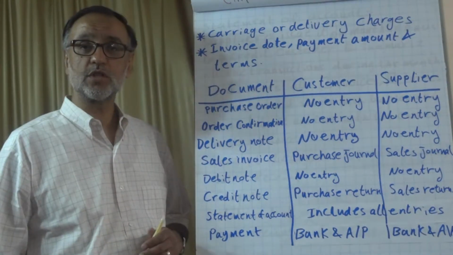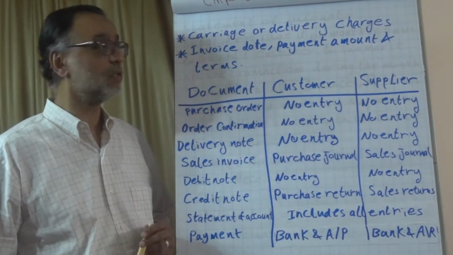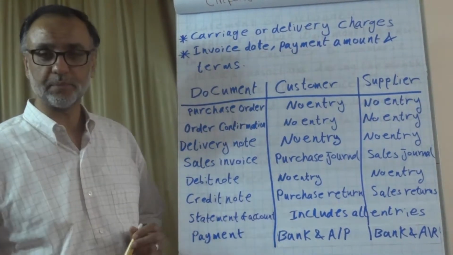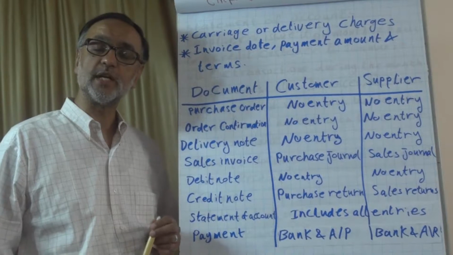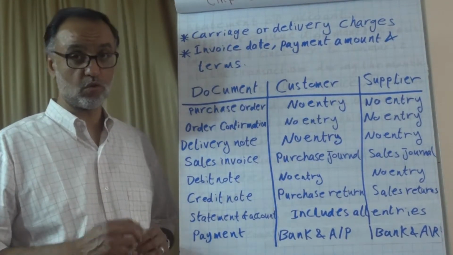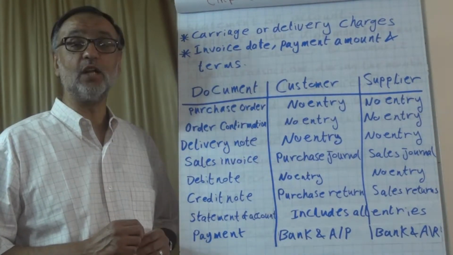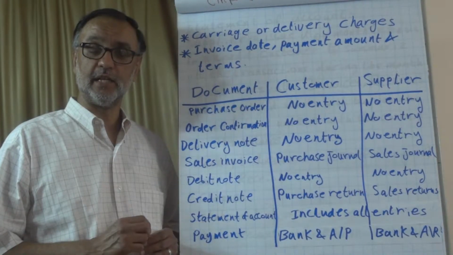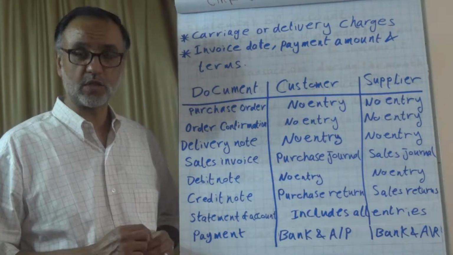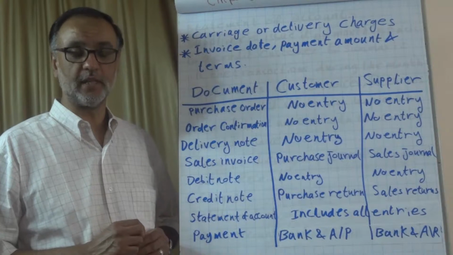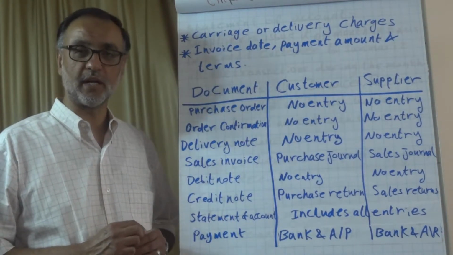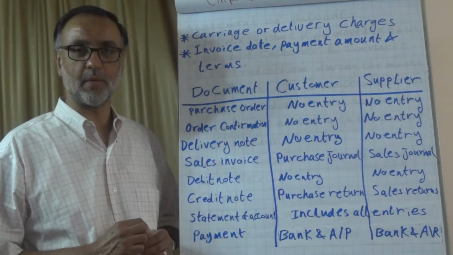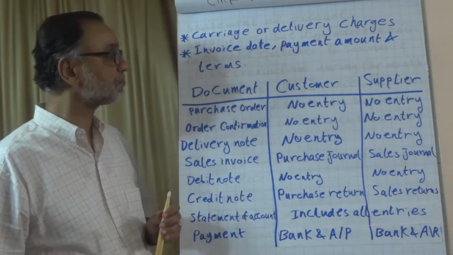Carriage or delivery charges, and the payment method, and payment terms, and the invoice date. These are all information that has to be included in the invoice. And we also remember the E and OE inclusion in the invoice. E and OE is errors and omissions excepted. This will give the right to the supplier to claim the correct amount and information of the invoice.